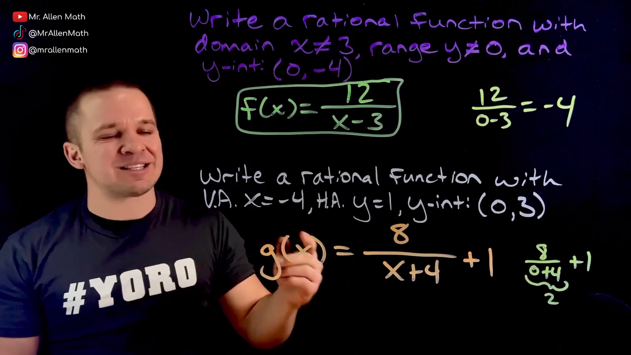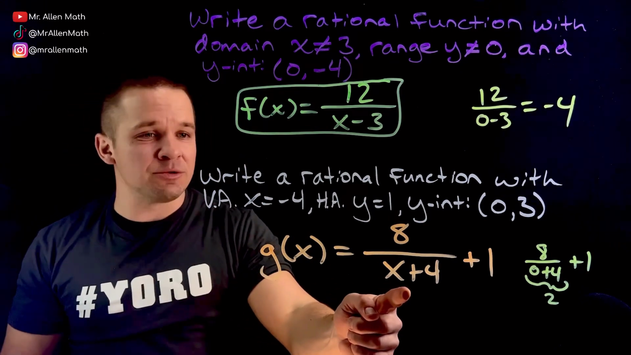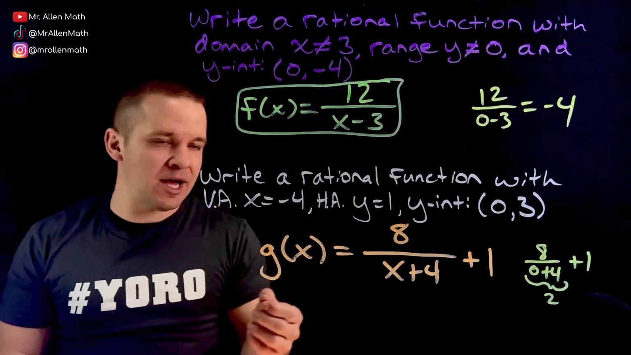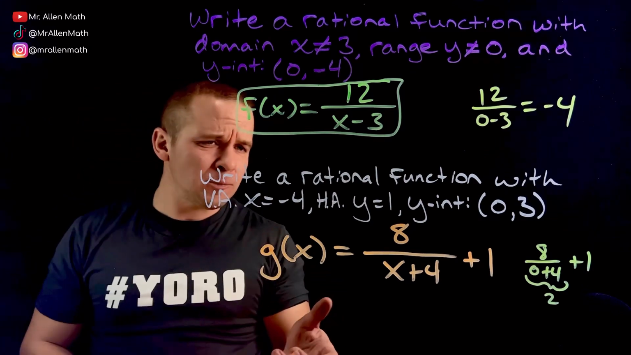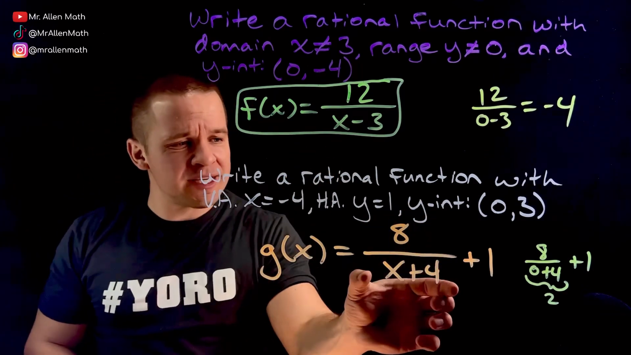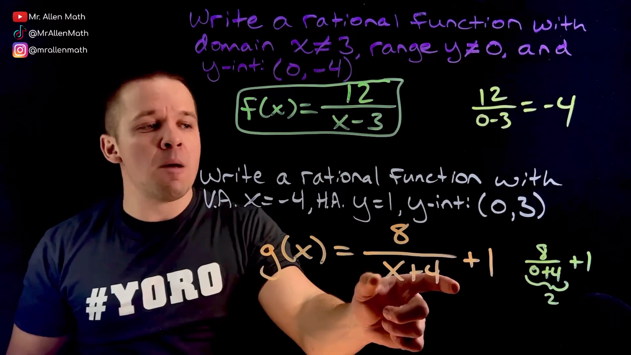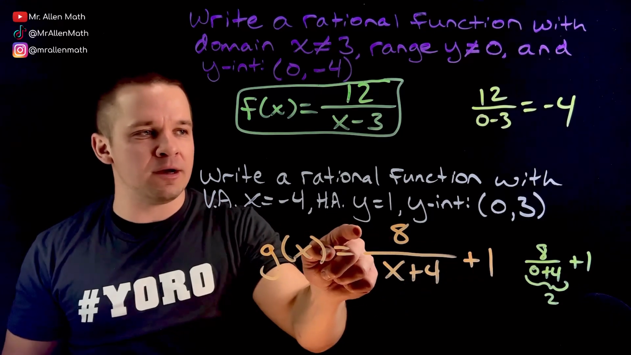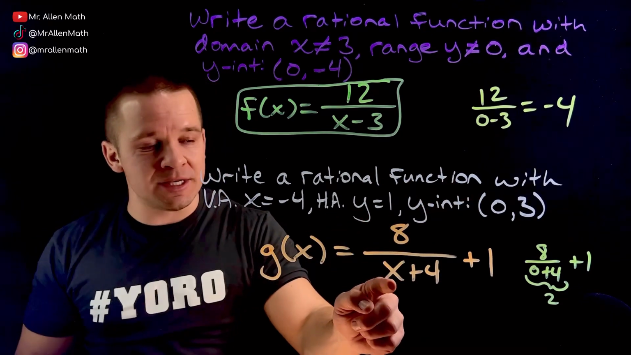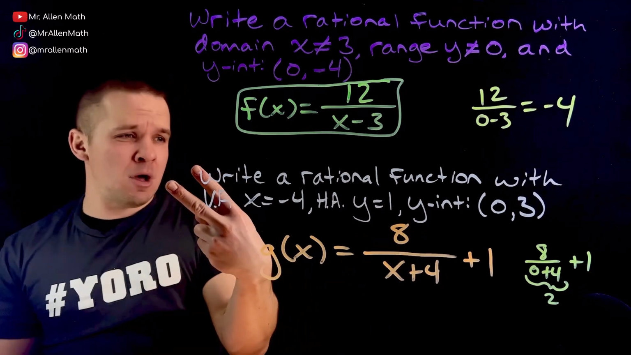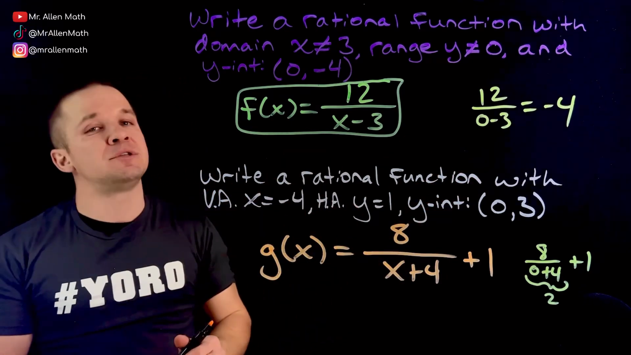Now this guy checks out. Vertical asymptote of x equals negative 4. It's an equation of a line. Horizontal asymptote, this section right here would give me y equals 0, but we shifted up 1, giving us y equals 1. And we have a y-intercept: when I plug in 0, I get 8 divided by 4, which is 2. 2 plus 1 is 3. Boom, y-intercept of (0, 3).